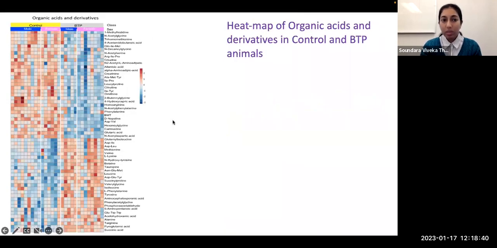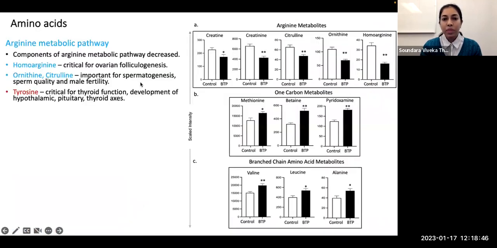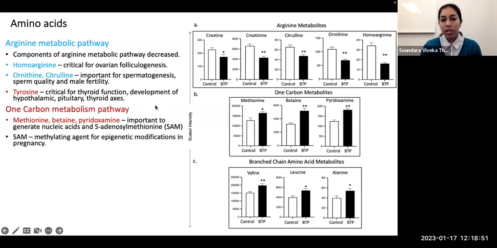And both of these are characteristic of chronic oxidative stress. So moving forward to the other major class of differential metabolites, which are the organic acids. These were primarily represented by amino acids, and for functional implications, we group them according to the different pathways. First we have the arginine metabolites, which were all decreased in the biosolids group. These metabolites are known to play an important role in ovarian folliculogenesis, spermatogenesis, and also in thyroid development. So a decrease in these metabolites has implications in the fetal development of these pathways.